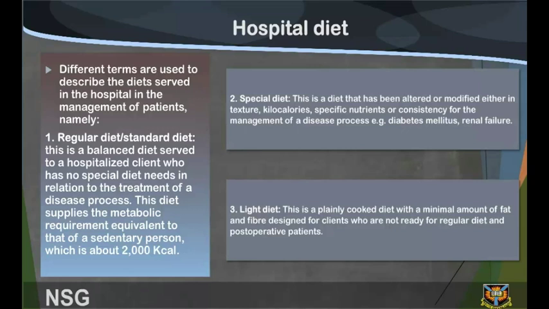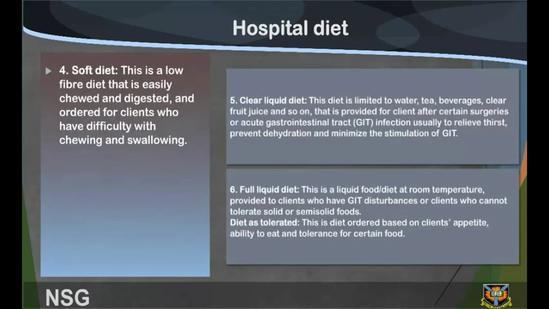Special diet. This is a diet that has been altered or modified, either in texture, kilocalories, specific nutrients, or consistency for the management of a disease process. For example, diabetes mellitus, renal failure. Light diet. This is a plainly cooked diet with a minimal amount of fat and fiber, designed for clients who are not ready for regular diet and postoperative patients.